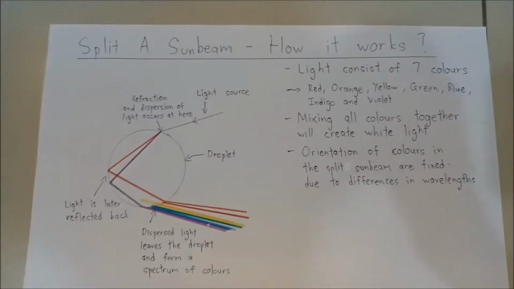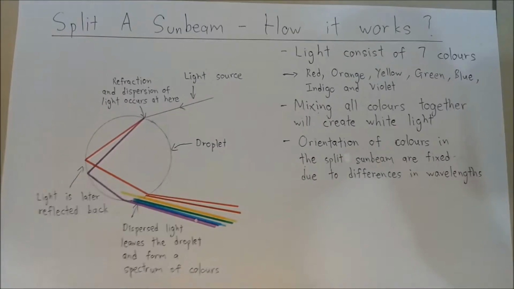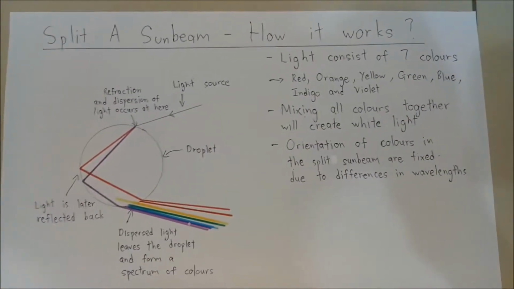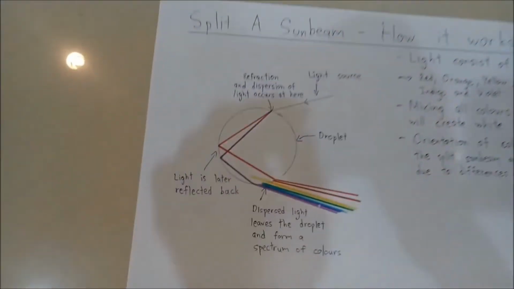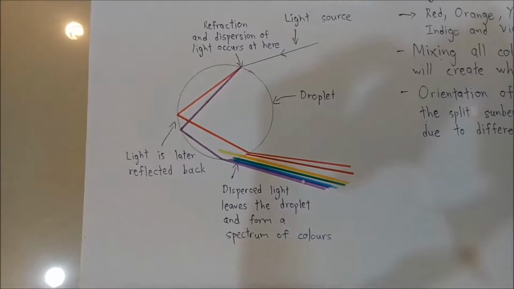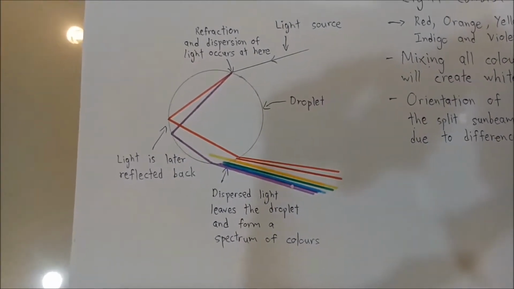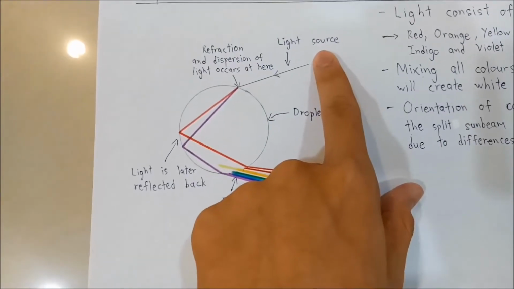We all know that rainbow is formed after the rain. That's because after the rain, the air in the atmosphere is moisturized. Here we have a diagram showing how the light spectrum is formed. Here we have sunlight as the light source.